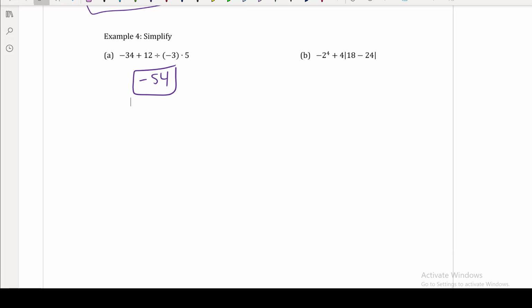So for problem number B, we want to make sure we deal with that negative 2 to the 4th power. So we do that, and we know it's going to be a negative because the negative is not inside the parentheses. So we know that this part right here is going to turn into a negative 16. So 2 to the 4th is equal to 2 times 2 times 2 times 2, which ends up being 4 times 4, and 4 times 4 is 16. And remember, you have the negative there, so it's a negative 16.